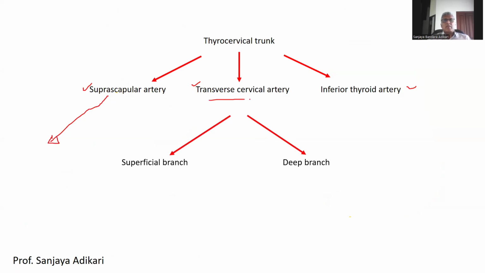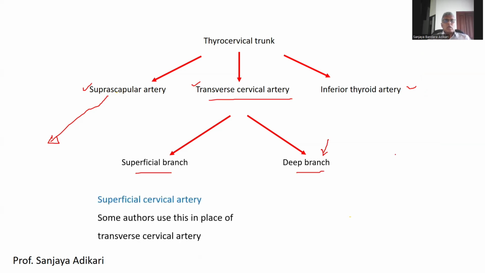Then this transverse cervical artery has a superficial branch and a deep branch. Okay, so this one, we said, is involved in the scapular anastomosis. Now, this superficial branch, superficial cervical artery is a name. Some people call the transverse cervical artery directly the superficial cervical artery. Okay, superficial cervical artery. So that is one confusion.